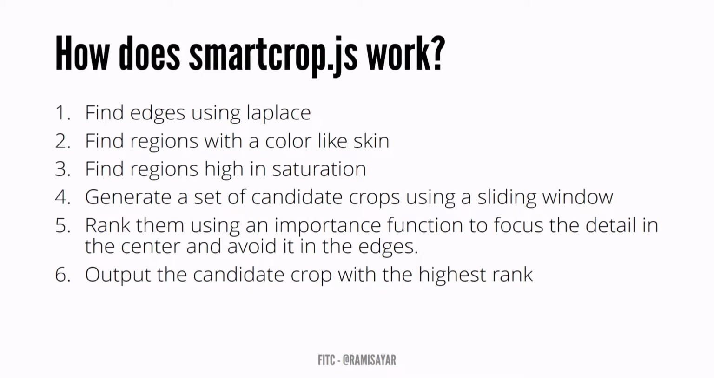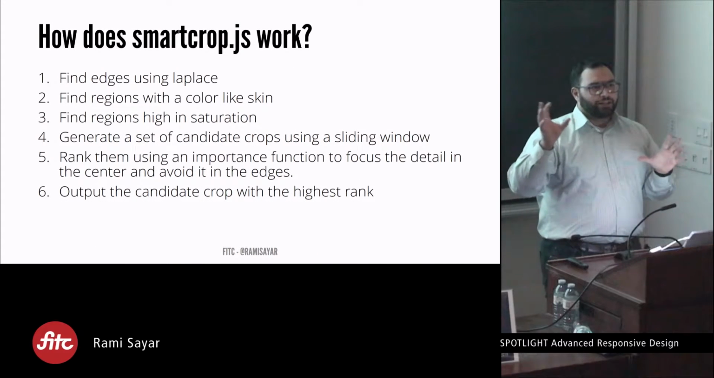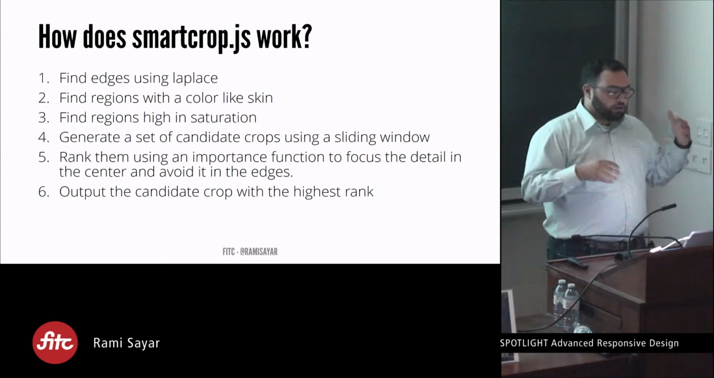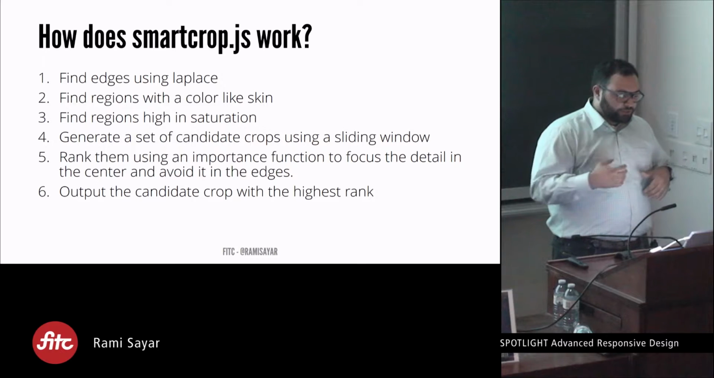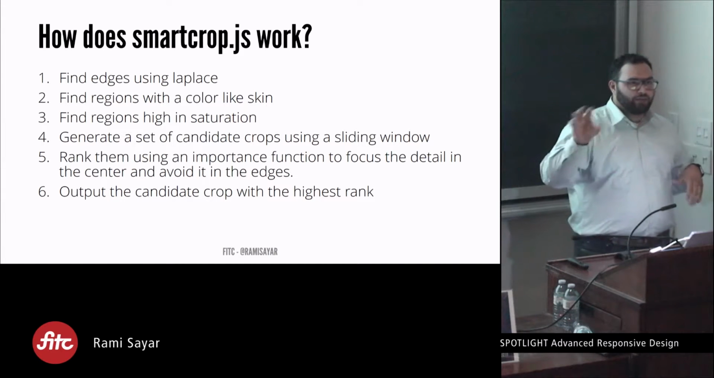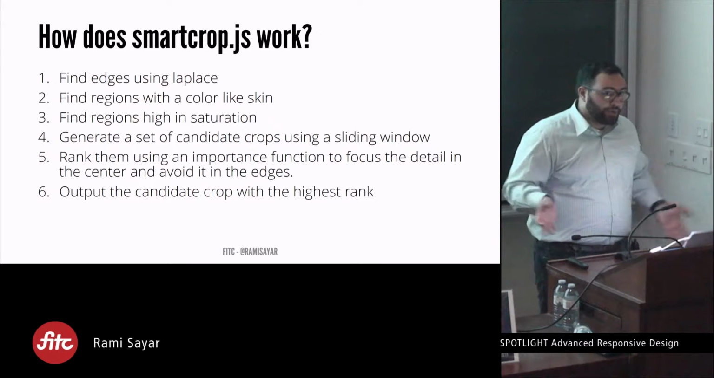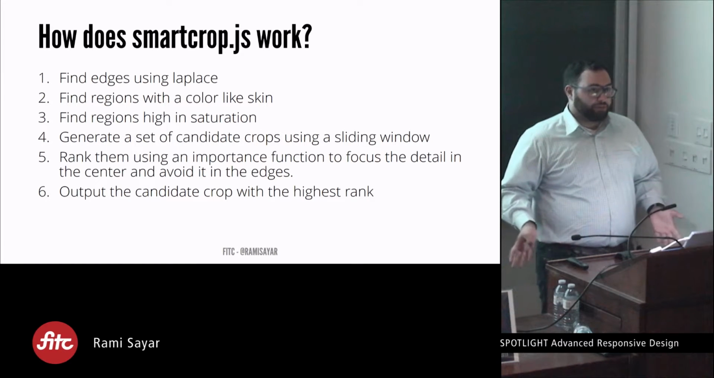Okay, so this is a very common thing in photography. You do white balancing and all that stuff, so it's roughly the same idea here. You're looking for the skin tone, and then it looks for regions high in saturation as well. And then what it'll do is generate a bunch of candidate crops using a sliding window, and it'll rank them using an importance function that focuses on the detail in the center and avoids having lots of edge space. And then it'll output the best crop that it thinks it found.